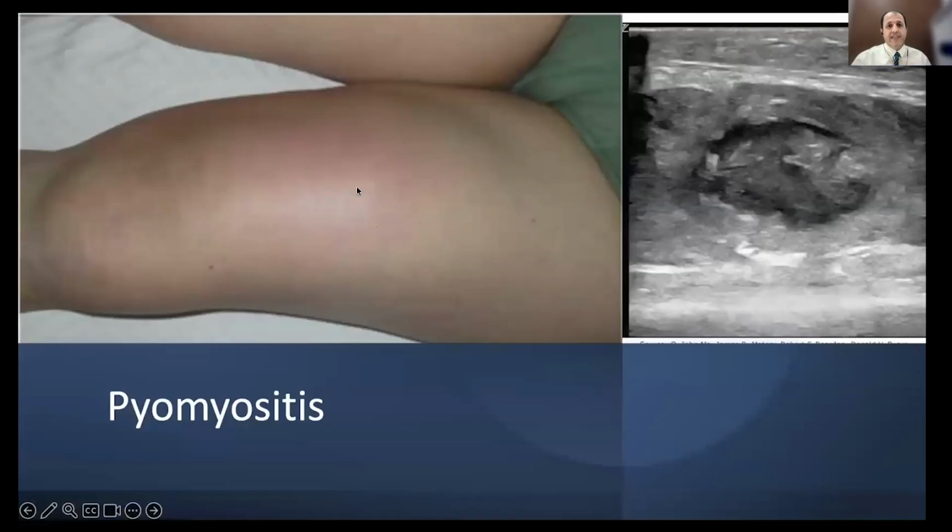Another case, if you see here, there is a redness. So is it just cellulitis, abscess formation, or something else? They did ultrasound also for this case. They found abscess in this anatomical location. Let's review the ultrasound together.